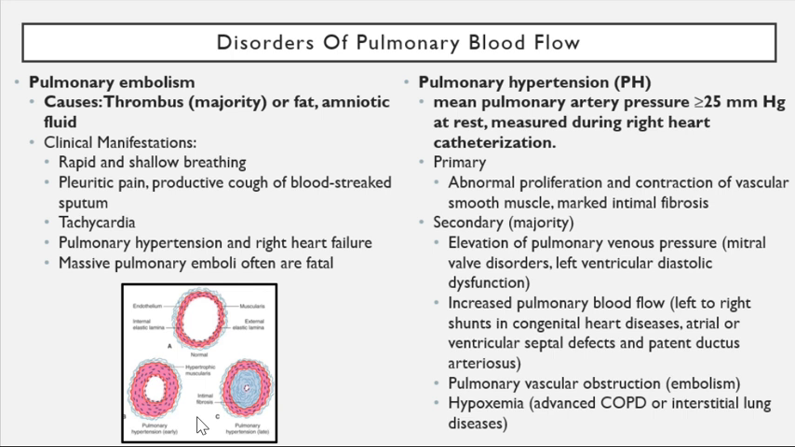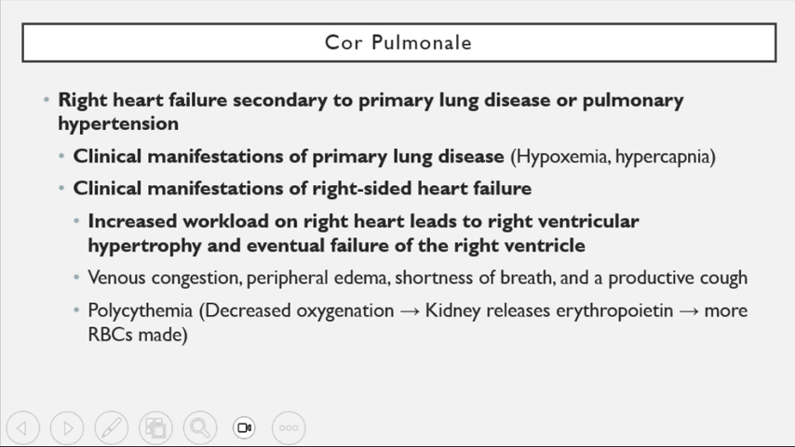For pulmonary hypertension, the mean arterial pressure is greater than 25 millimeters of mercury at rest, measured during right heart catheterization. There's primary and secondary, but we don't have to go over that. There's also cor pulmonale, right heart failure secondary to primary lung disease or pulmonary hypertension.